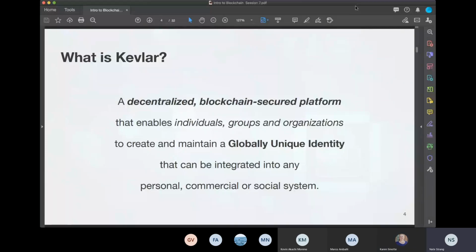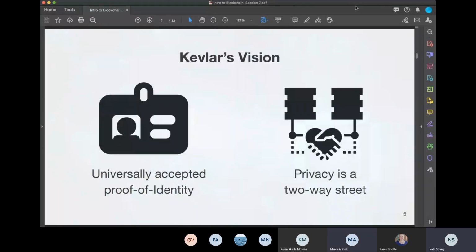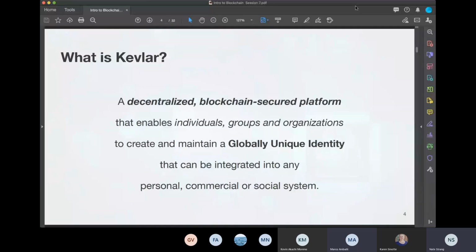At its core, Kevlar is a decentralized blockchain secured platform that enables individuals and groups and organizations to create and maintain a globally unique identity that can be integrated into any personal, commercial, or social system. So I know that's a loaded definition, and we're going to look at more of what this means, but I just wanted to give that concise description in case you guys want to jot that down, or screenshot it if you're lazy like me.